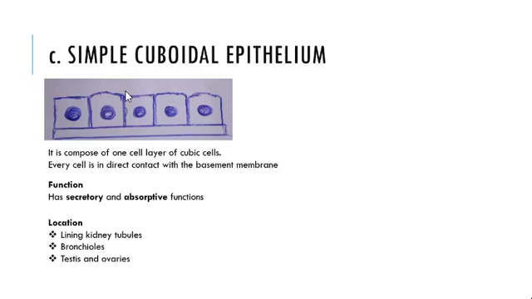Talking about the next type of epithelial tissue, which is simply the simple cuboidal epithelial tissue. They have secretory and absorptive function. Where can you find this type of cuboidal? You find them mainly at the level of the kidney, precisely the proximal, the distal, and the collecting duct. Now, you can also find them at the level of the bronchioles, the testes, and the ovaries.